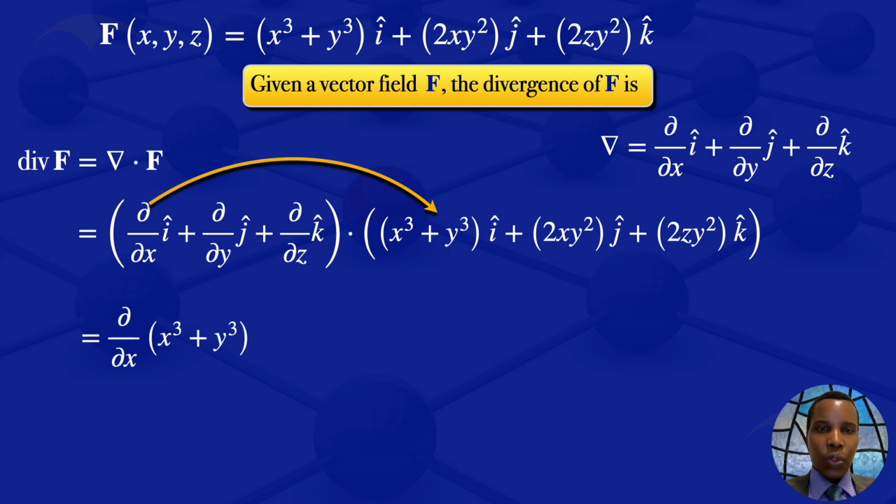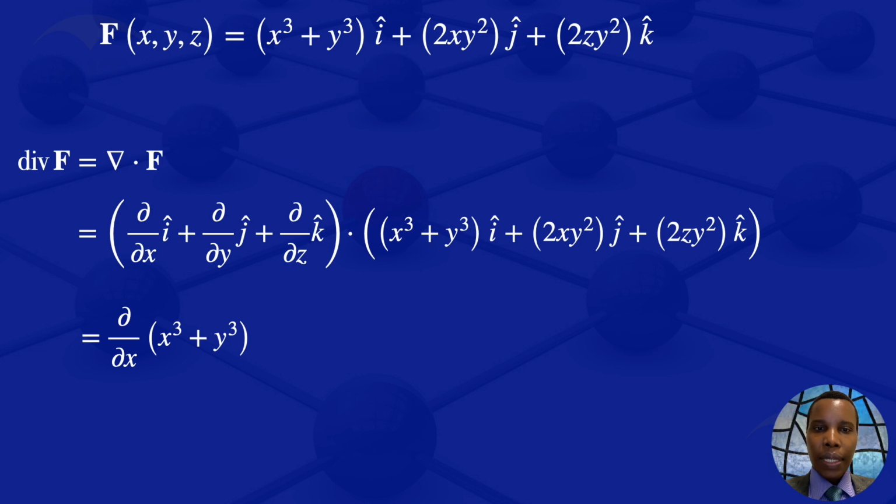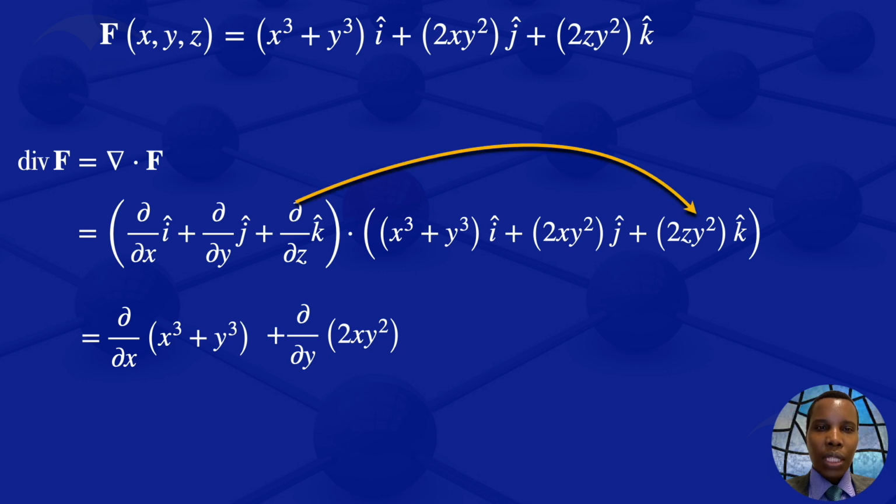Then I go on to the next part, where we are looking at the j. So we have the partial derivative with respect to y of 2xy squared. So I'll write it down. Then go on and look at the part where we have the k. We are having the partial derivative with respect to z of 2zy squared. So I can then go on and write it down there. And the next step now is to evaluate those partial derivatives.